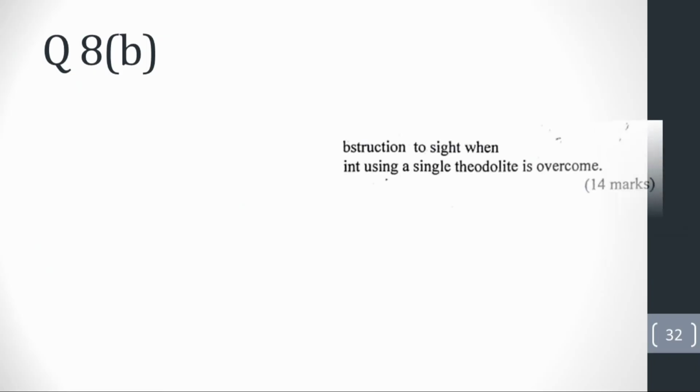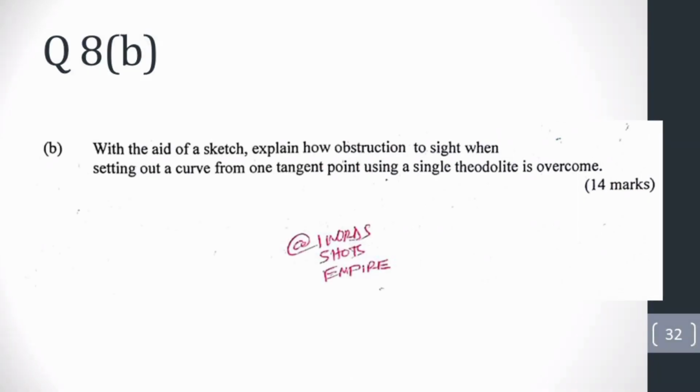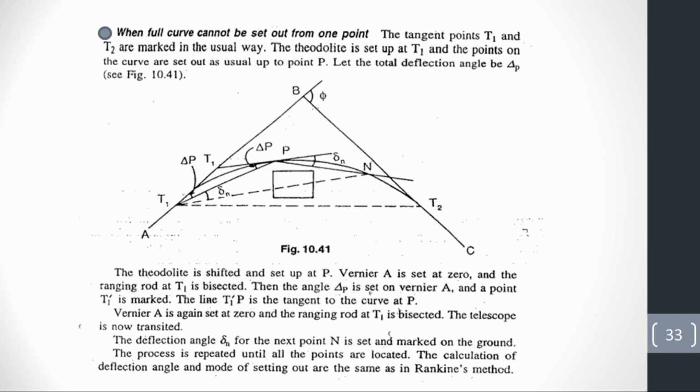And then question 8b. With the aid of a sketch, explain how obstruction to sight when setting out a curve from one tangent point using a single theodolite is overcome. Total of 14 marks. So on how obstruction to sighting is overcome using a single theodolite, I went ahead and researched a little bit, and this was the best way in which that can be done.